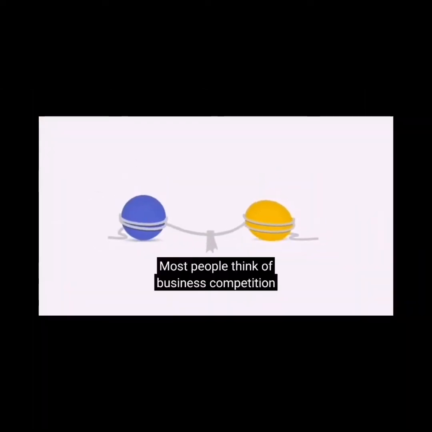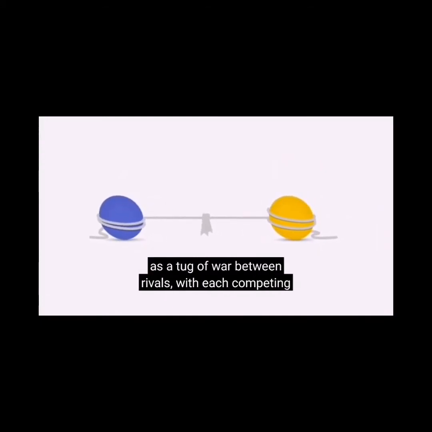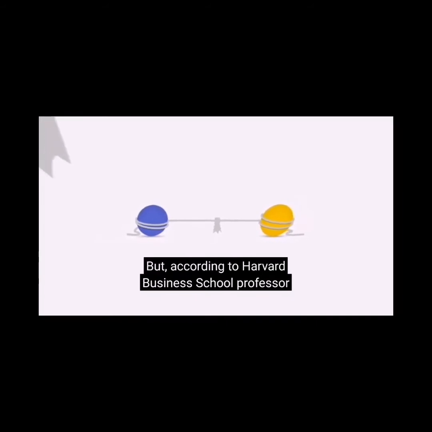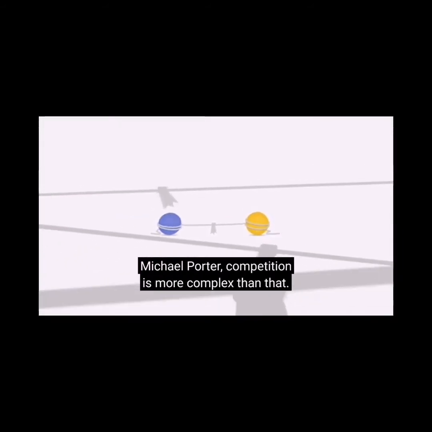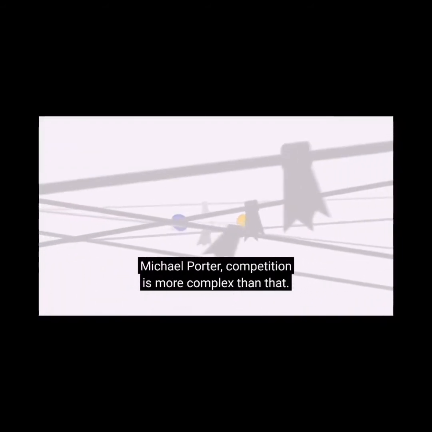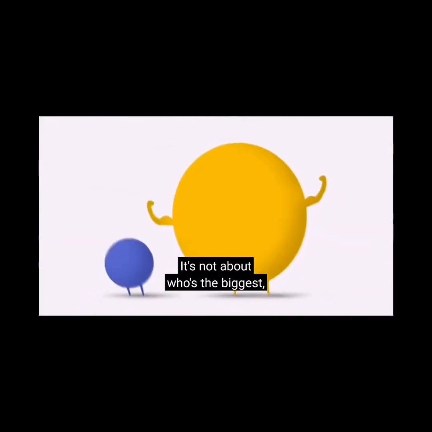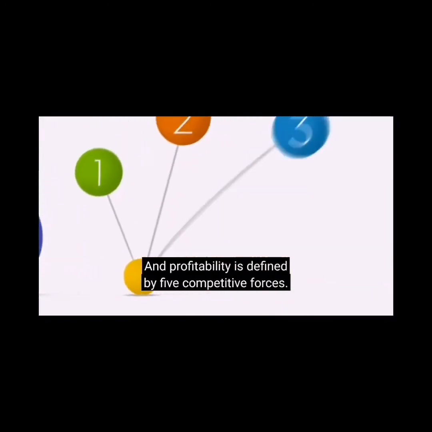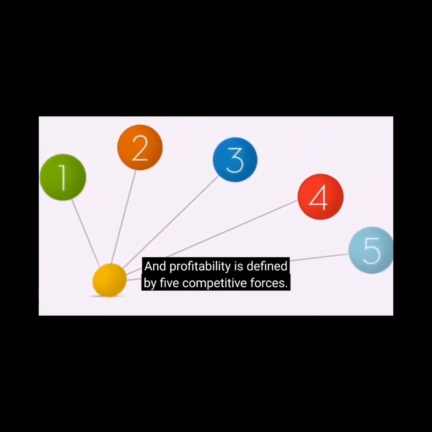Please watch this. Most people think of business competition as a tug of war between rivals, with each competing for more sales or market share. But according to Harvard Business School professor Michael Porter, competition is more complex than that. It's not about who's the biggest. It's about who is the most profitable. And profitability is defined by five competitive forces.